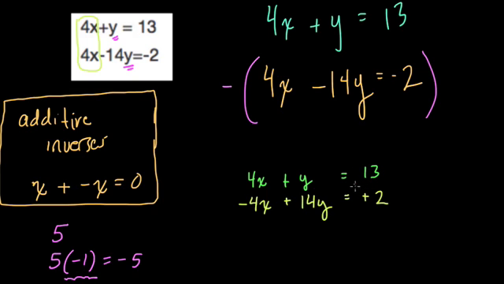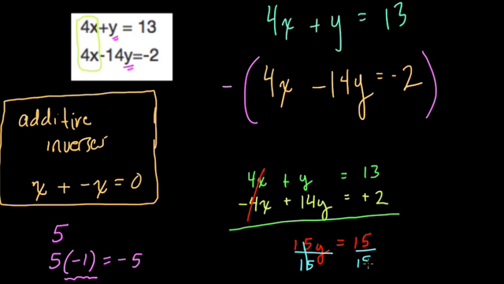And so now if I add these two, what happens? Well, when I add them, 4x and negative 4x cancels out to 0. y and 14y makes 15y, and 13 plus 2 is 15. And now if I solve for y, I can divide both sides by 15. Let's cancel out, right? And this is 1. So now we know that y equals 1.